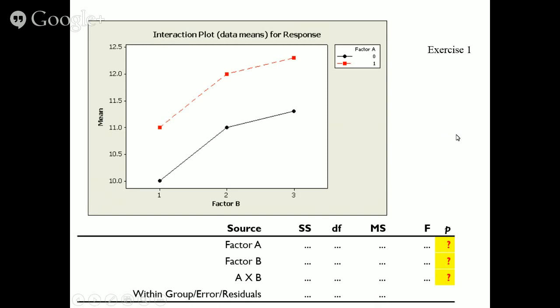So here's another one. See if you can answer these questions. Are they going to be statistically significant as we go along? Okay, now I'll talk about it.